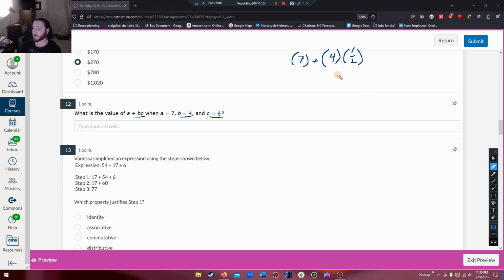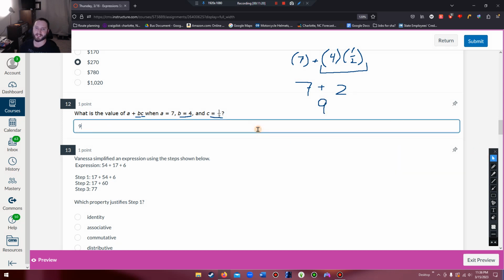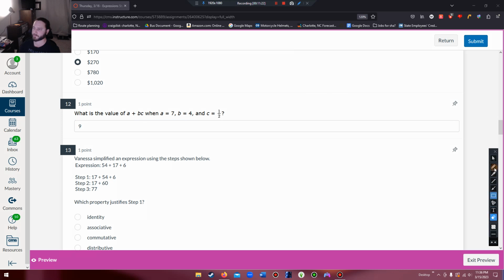Half of 4 is just 2. So this comes out to be 2. And then we have 7 plus 2, which is 9. The answer to number 12 is it should have just been 9.